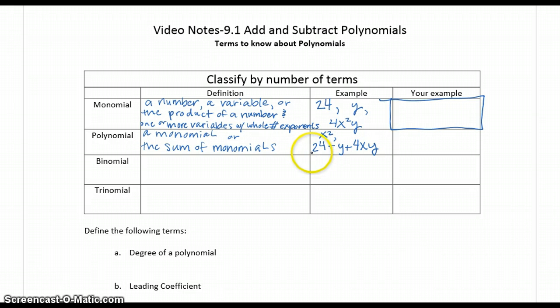So here we have the monomial 24, the monomial y, and the monomial 4xy. Whenever we're talking about polynomials, we refer to each of these monomials as one term. So go ahead and write your own example of any polynomial that consists of monomials.